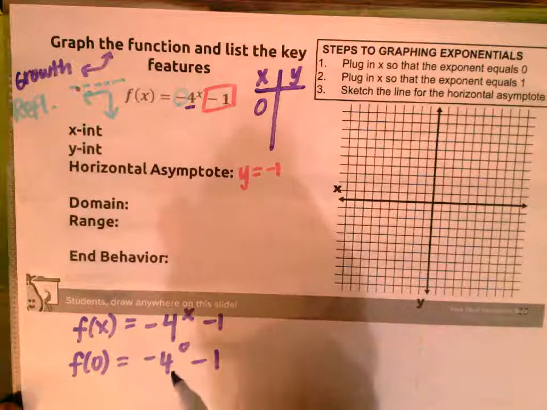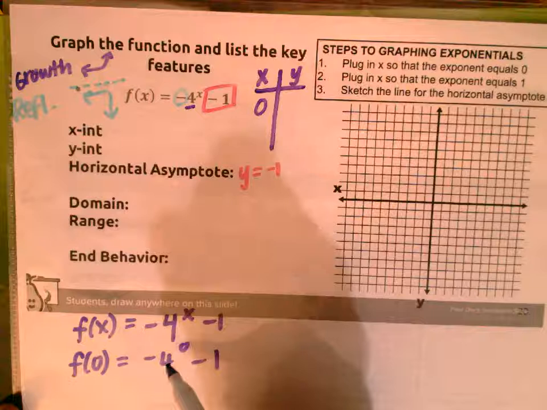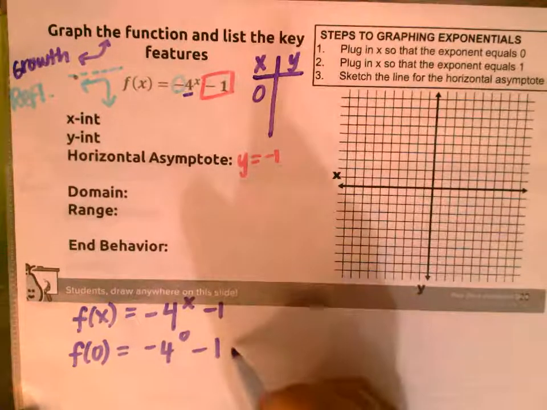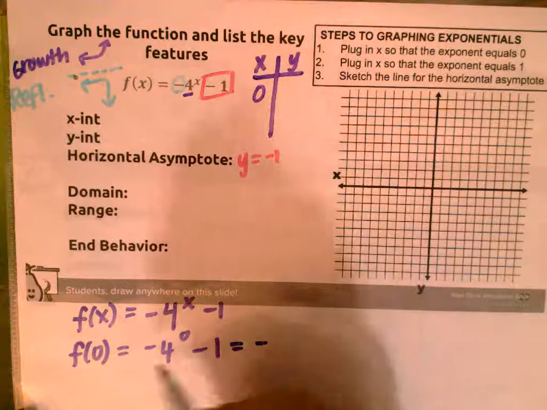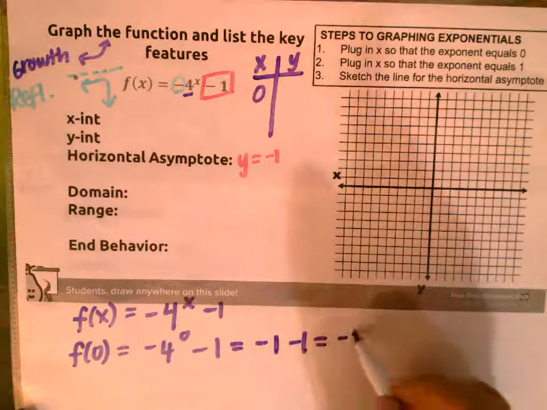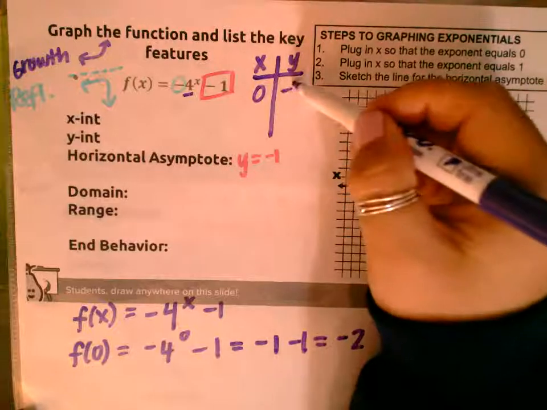But remember, there's no parentheses. I can't make any assumptions. So I actually am just doing 4 to the 0 power, which is 1, and a negative being multiplied in front. So -1 minus 1 gives me -2.